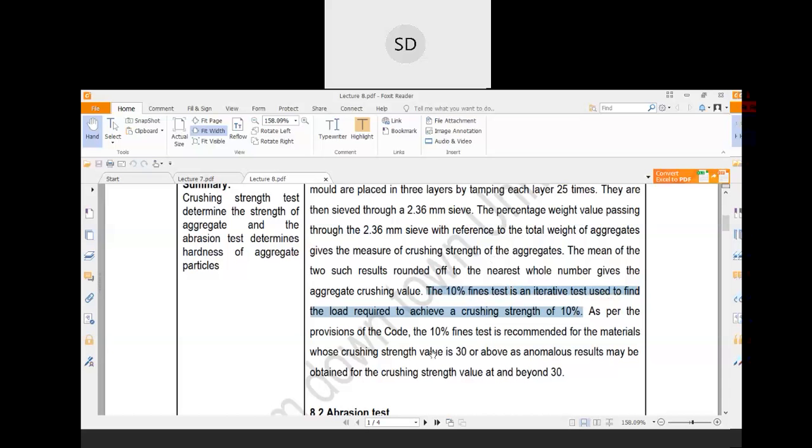As per the provisions of the code, the 10% fines test is recommended for material whose crushing strength value is 30 or above. For general material, we will go for the crushing strength test. If you find that your crushing strength is more than 30%, in that case you can go for the 10% fines test. I think it is clear.